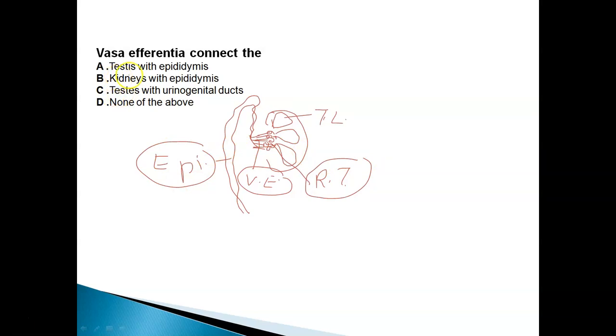So what will be the answer? Vas efferentia connect. Testis with epididymis? Kidneys with epididymis? No. Testes with urinogenital duct? And none of the above. What will be the answer? Yes, see, when we see that testis with epididymis, because the rete testis is also there, but before the rete testis is the testicular lobule. So here the most prominent answer we can write is testis with epididymis. So A answer.